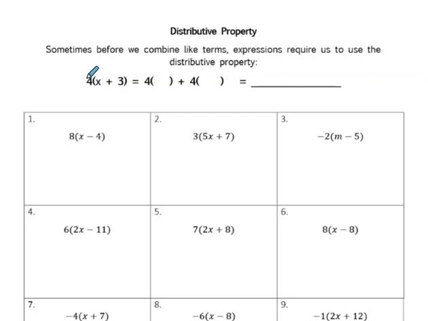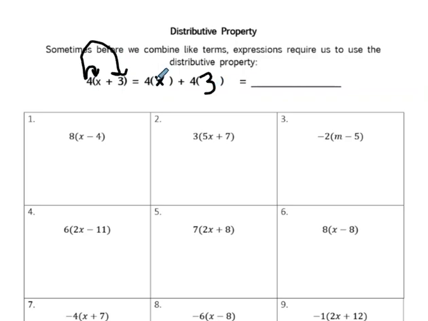So I call the distributive property the diving dolphins. The 4 has to dive over and multiply by the x, and the 4 has to dive over and multiply by the 3, or distribute. Okay, so when we're diving those dolphins, it means we're multiplying. So if I expanded that out, it would look like this: 4 times x plus 4 times 3.